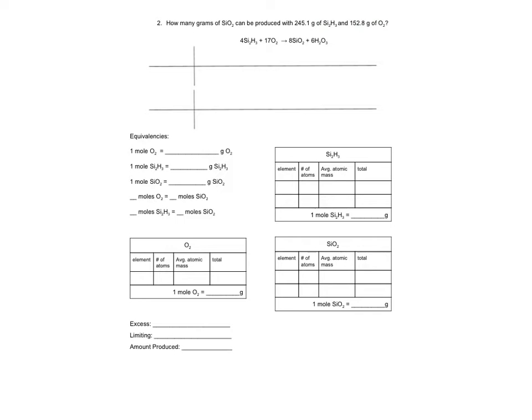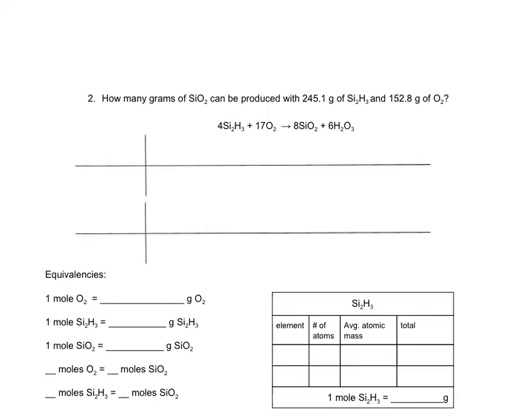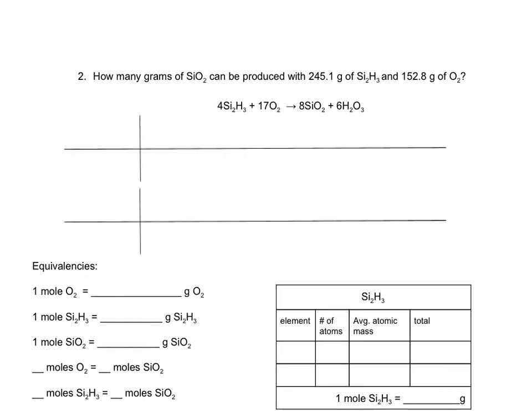So now we need to take this and apply it to some chemistry. And this question is going to be long, so bear with me while we do it. This question asks how many grams of SiO2 can be produced with 245.1 grams of Si2H3 and 152.8 grams of O2. And this is our lovely chemical equation, which we've been using for days in these notes.